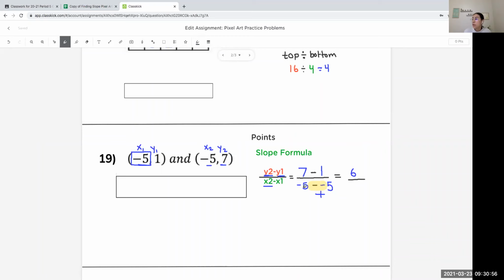All over. We had negative 5, and now it's plus 5. So you want to think of this as negative 5 plus 5. Different signs, a negative and a positive, means we subtract. So 5 minus 5 is just 0. I wanted to give you this example because we have a 0 as our denominator. Anytime you have a 0 in your denominator, we say this is undefined. This is an undefined slope.